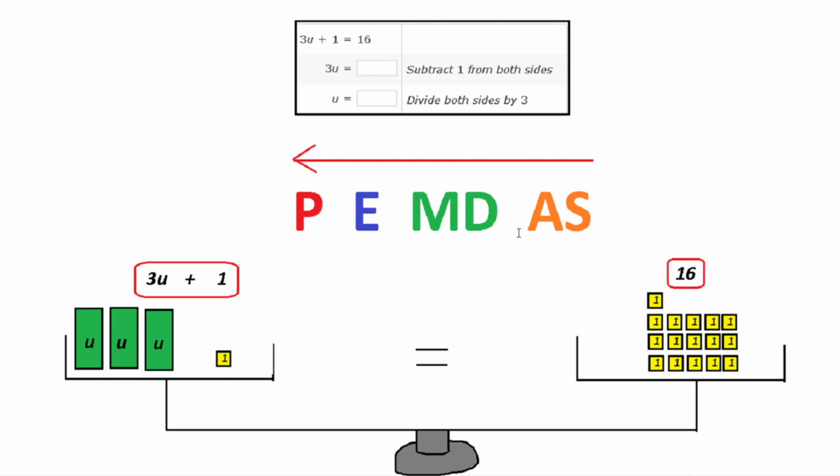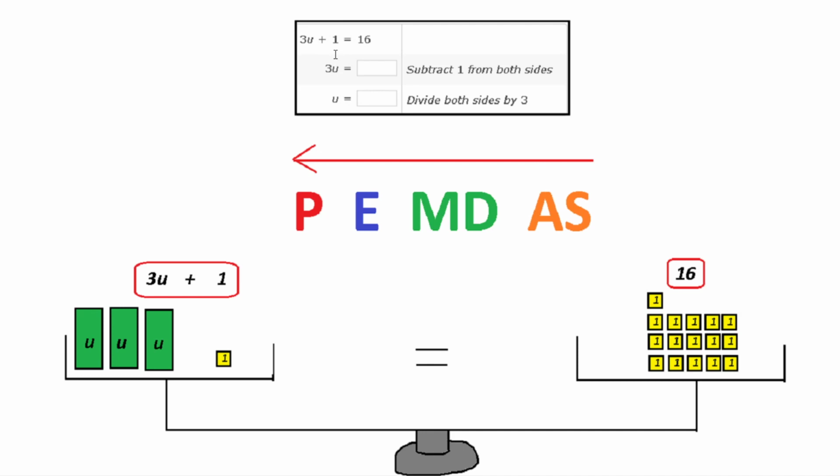This stands for parentheses, exponents, multiplication and division, and then addition and subtraction. So first off, let's go through this. I know it gives us this tip here, subtract 1 from both sides, but let's think about why. We look at PEMDAS and see that addition and subtraction comes first. Looking at this equation, we know we're multiplying 3 times u, but we're not at multiplication yet. We have to do addition and subtraction first, and we see we're adding 1.